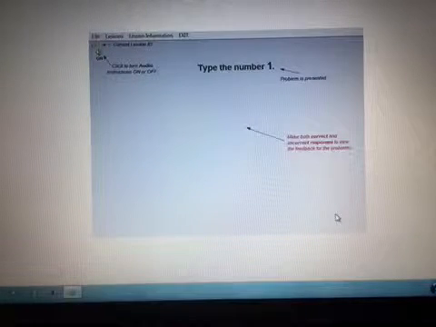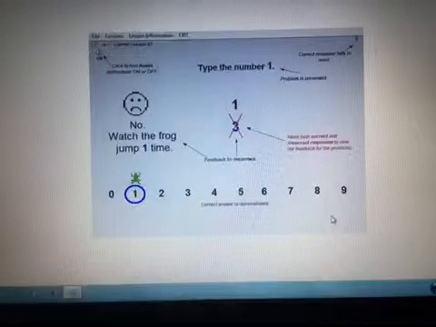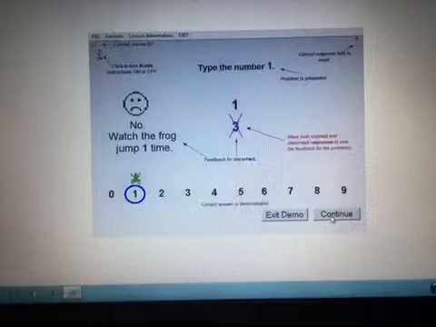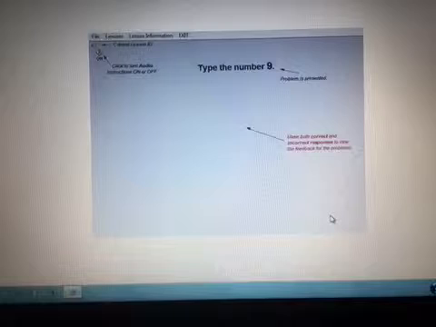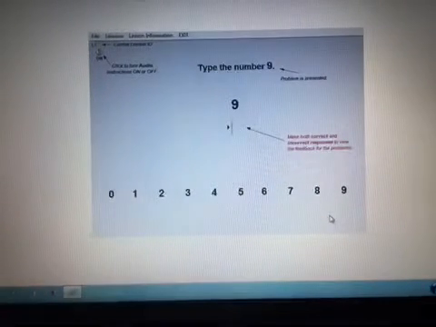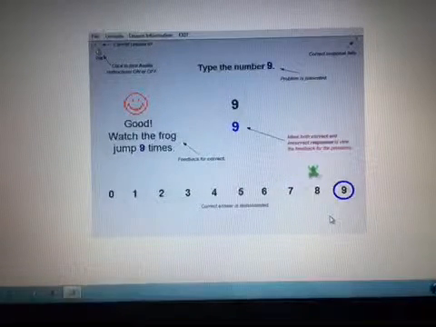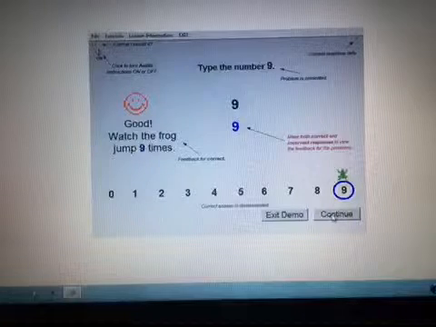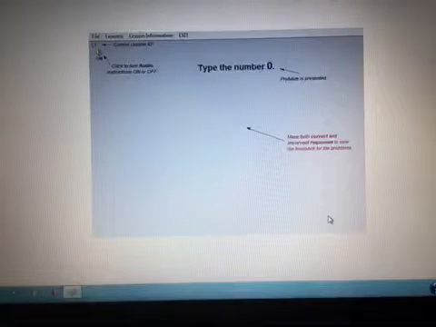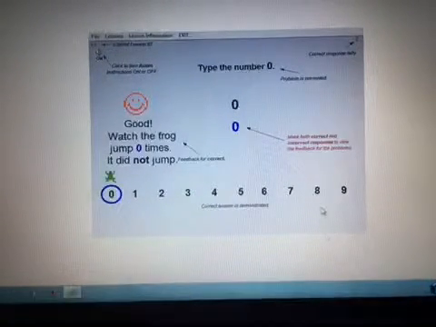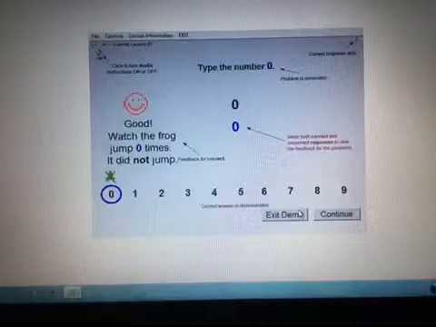Type the number 1. No, watch the frog jump. 1 time. Type the number 9. Good. Watch the frog jump. 9 times. Type the number 0. Good. Watch the frog jump. 0 times. It did not jump.